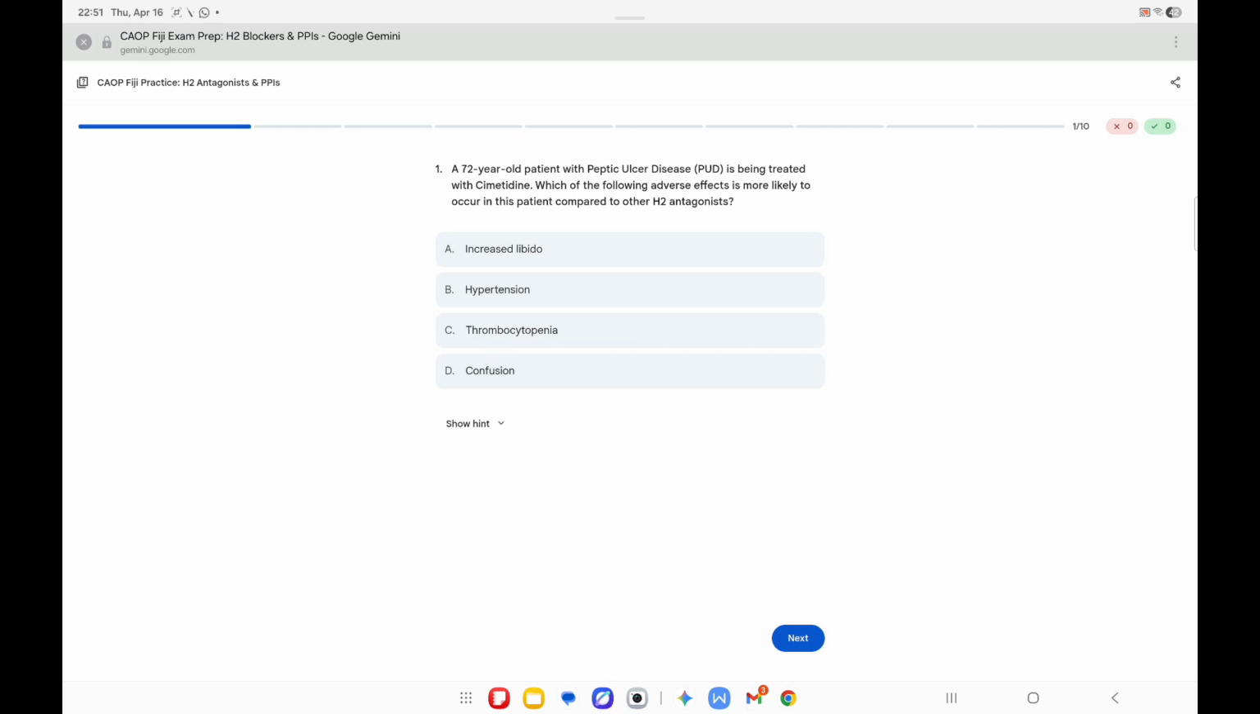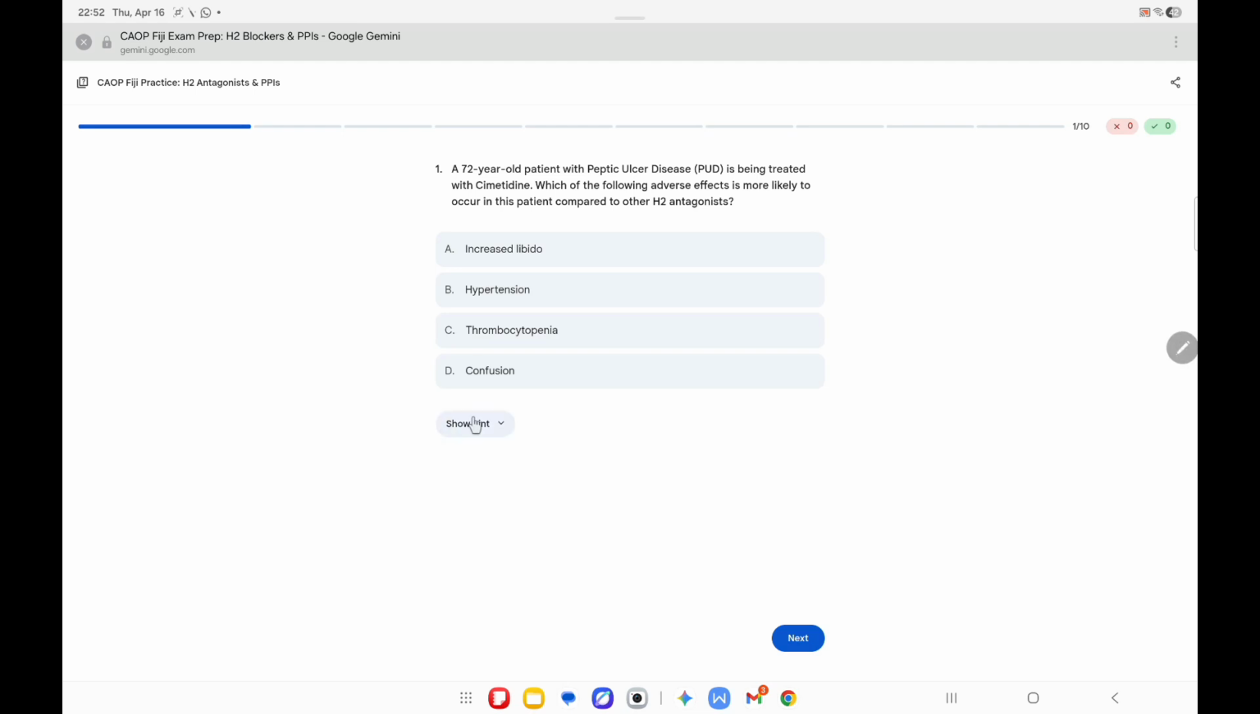A 72-year-old patient with peptic ulcer disease, PUD, is being treated with cimetidine. Which of the following adverse effects is more likely to occur in the patient compared to other H2 receptor antagonists? The first option is increased libido. It is wrong because it actually reduces libido. Hypertension, then it also says thrombocytopenia and confusion. So I think it should be thrombocytopenia.